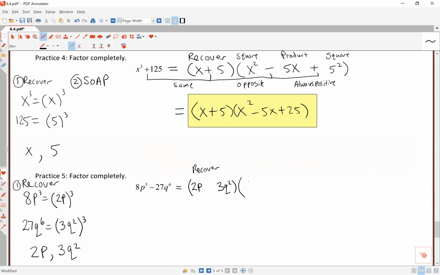Second one, we take the square of 2p. We take the product of 2p and 3q squared. And we square the last piece, the square of 3q squared.